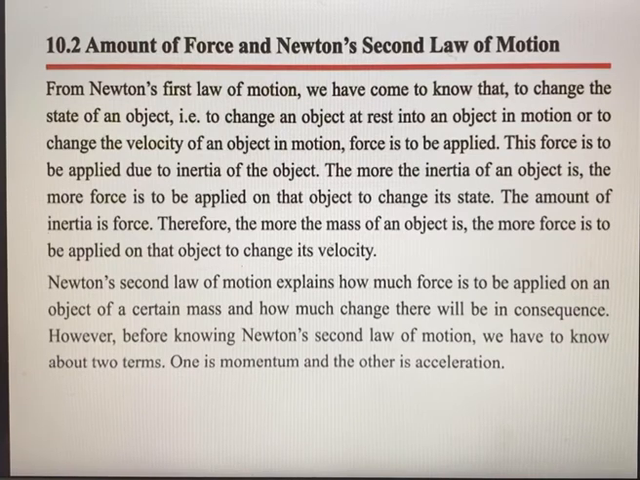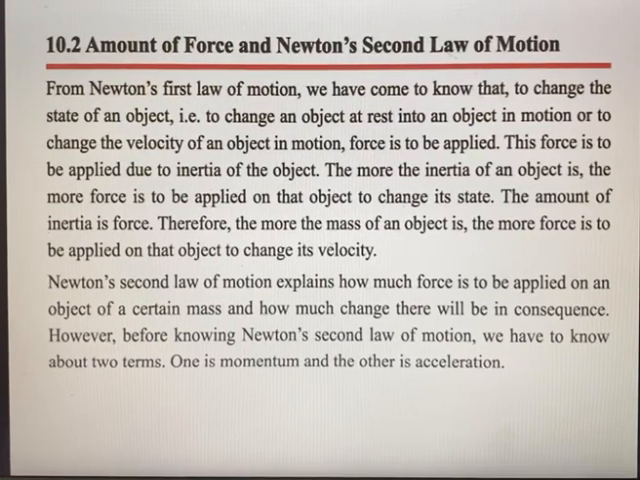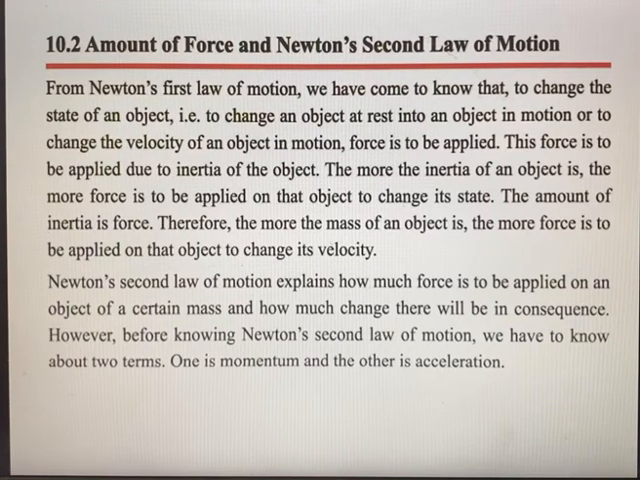The amount of inertia is actually the force. Therefore, the more the mass of an object is, the more force is to be applied on that object to change its velocity. Newton's second law of motion explains how much force is to be applied on an object of a certain mass and how much change there will be in consequence. However, before knowing Newton's second law of motion, we have to know about two terms. One is momentum and the other is acceleration.